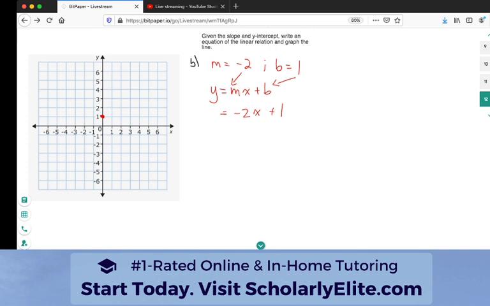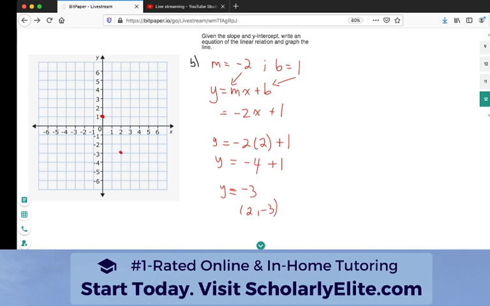And now all we need to do is find 2 more points. So I'm going to pick, let's say, let's pick the number 2. So this is -4 plus 1 for y. So y equals -3. So we've got this here. So our point here is 2, -3.